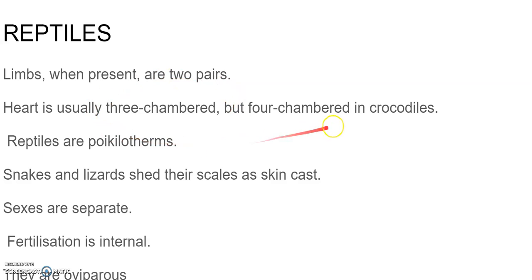Heart is usually three chambered. Four chambered heart is present in crocodiles. Heart is usually three chambered, but a four chambered heart is found in crocodile. Three chambered heart we also find in amphibians. Reptiles are poikilotherms, otherwise called cold-blooded animals. Can you remember the other term that refers to poikilotherms? Cold-blooded animals. Snakes and lizards shed their scales as a skin cast. What do we call that? Okay, skin cast.